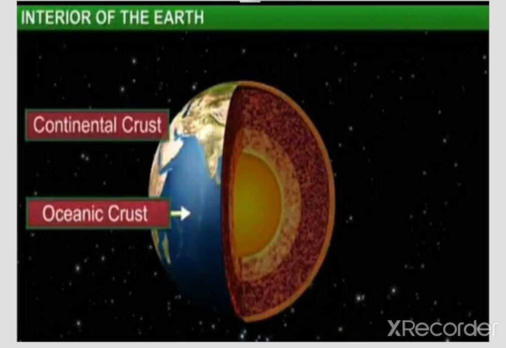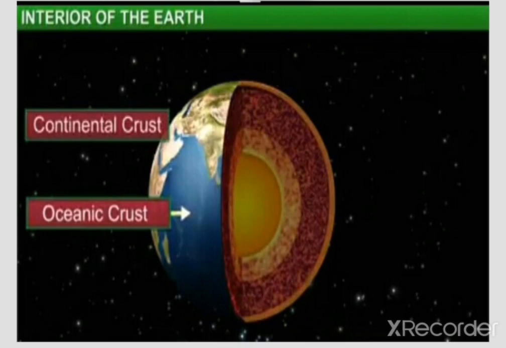Now, first of all, look here: the crust is classified into two parts, the continental crust and the oceanic crust. Understand, continental crust and oceanic crust. The part covered by the continents and landforms comes under the continental crust, and the oceanic bodies come under the oceanic crust.